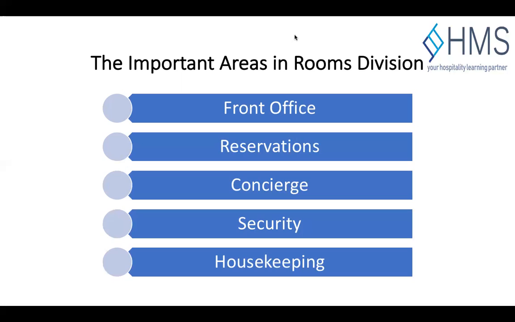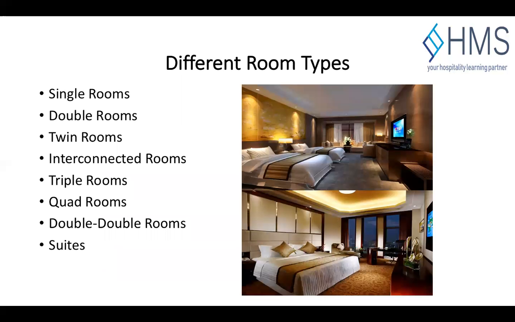and therefore ensuring that everything is in place and there are no glitches. So each time there's a glitch, the rooms division manager is of course a representative, and he or she is accountable for the overall operations of all these five departments, as these departments play a vital role in the rooms division area. Next, I'll be talking about the different types of rooms.